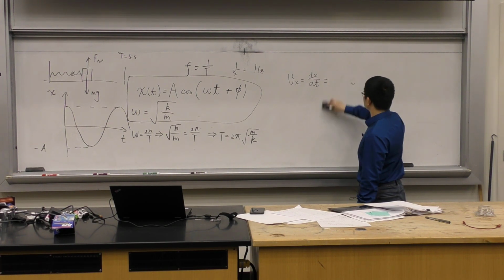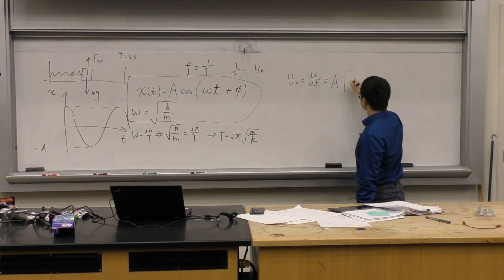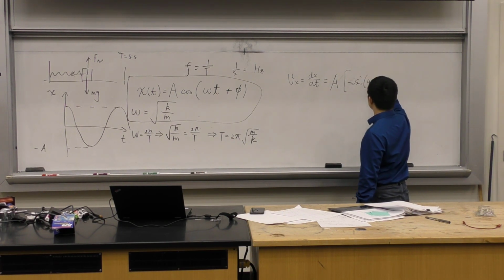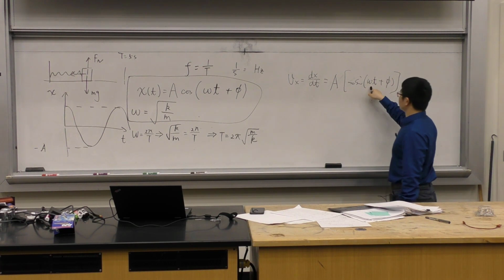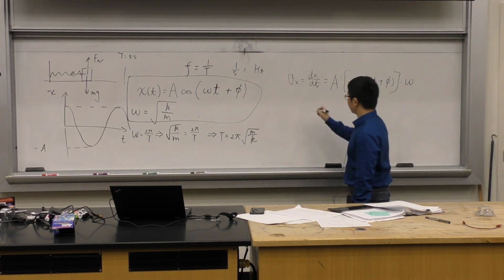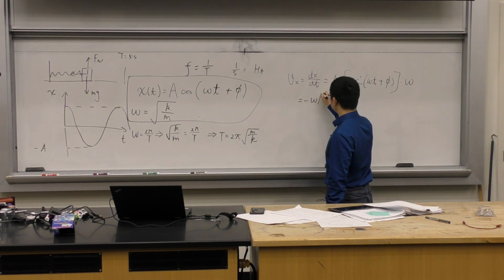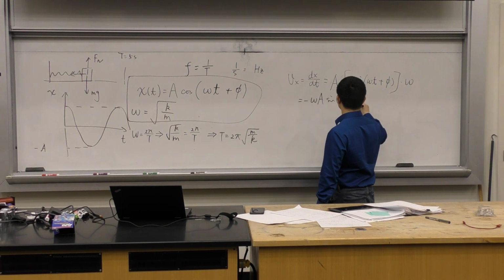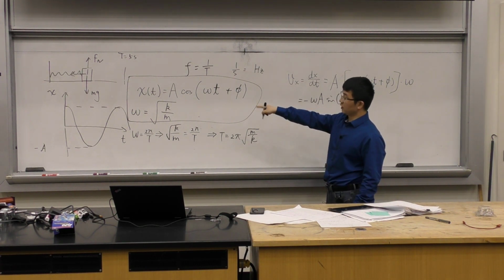No, what am I doing? You get a, and then negative sine of this function. You're going to use the chain rule. You're going to take the derivative of omega t, you get an omega. So at the end, you will get negative omega a sine omega t plus phi. You see that? Everything can be derived from this too.